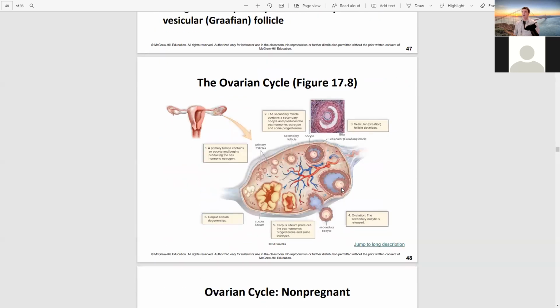Okay, so the ovarian cycle, a primary follicle contains an oocyte and begins producing the sex hormone estrogen. The secondary follicle contains a secondary oocyte and produces the sex hormones estrogen and some progesterone. The vesicular follicle develops. Ovulation, the secondary oocyte is released. The corpus luteum produces the sex hormone progesterone and some estrogen, and then the corpus luteum degenerates.